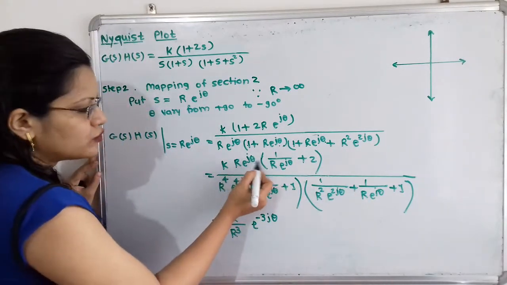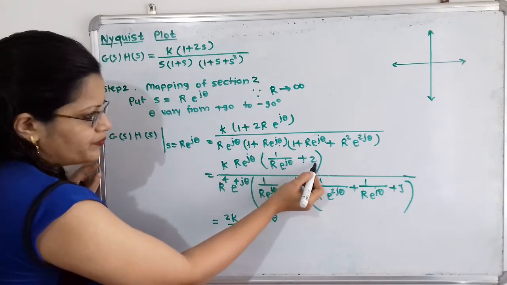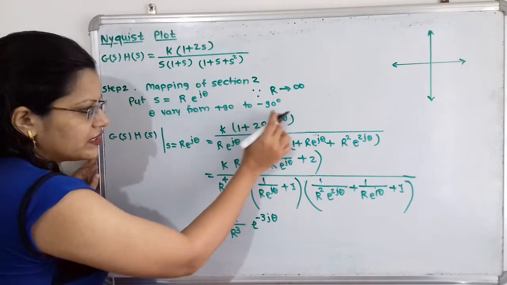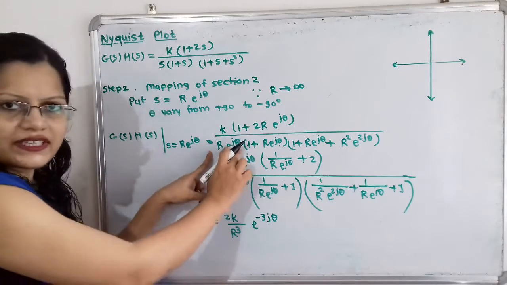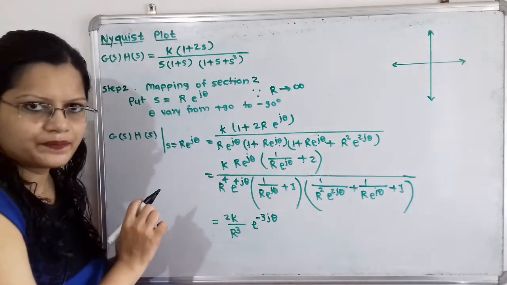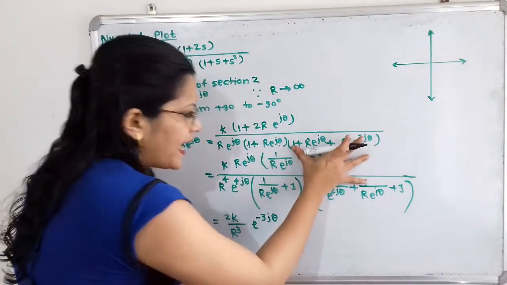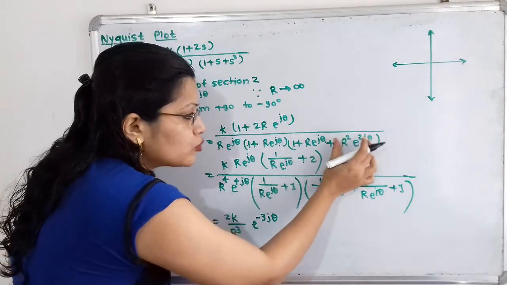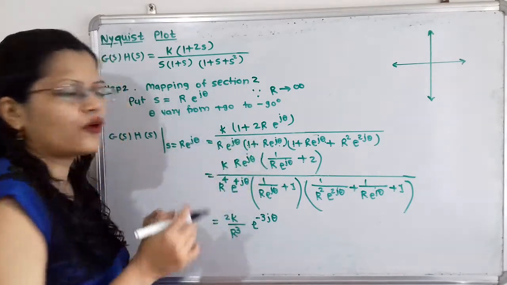So here R e raised to j theta is common. So here 1 divided by R e raised to j theta plus 2, because if I divide this whole bracket by R e raised to j theta, then this term gets cancelled. Then we have to write this term R e raised to j theta as it is. Now from this bracket also we will take R e raised to j theta as common. So this will become R square e raised to 2j theta. And from this bracket we have to take the maximum power, that is R square e raised to 2j theta, as common. So here the total will become R raised to 4 e raised to 4j theta.